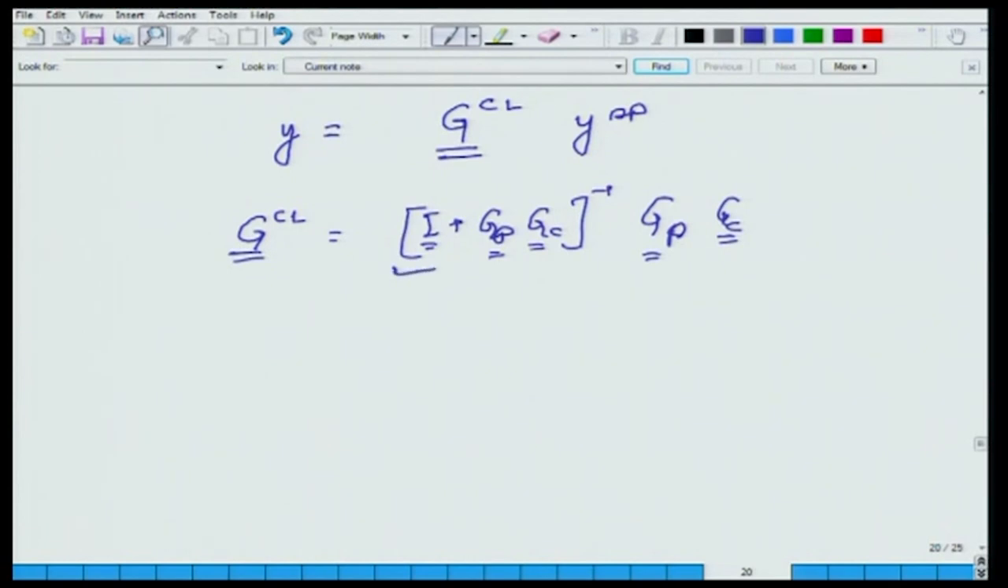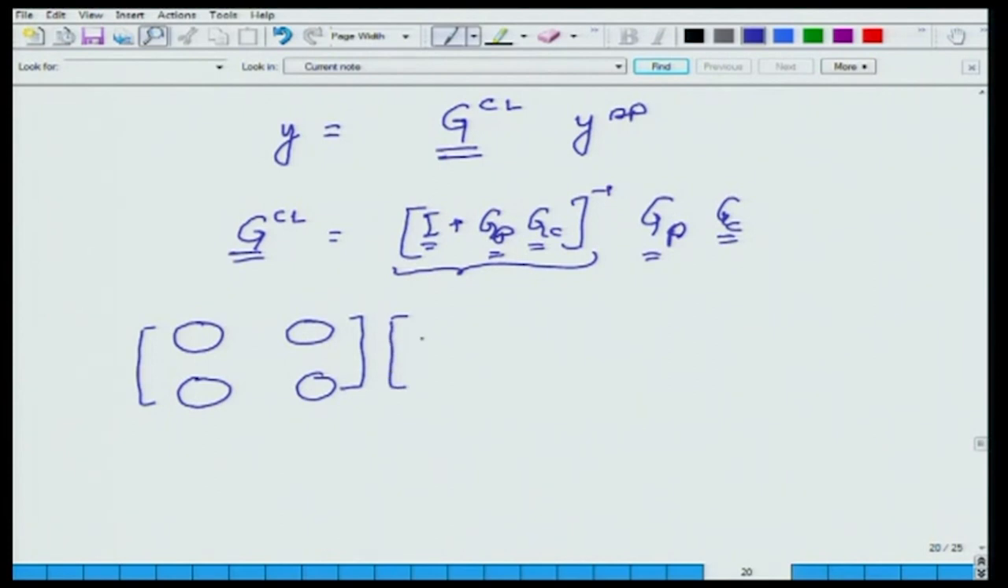Now, let us look at this matrix which I am inverting, I plus G P G C. Let us say I have a 2 by 2 system. Then the inverse matrix will be a 2 by 2 matrix with 4 terms, and then of course there will be this inverse matrix times G P G C. This inverse matrix will have a denominator.